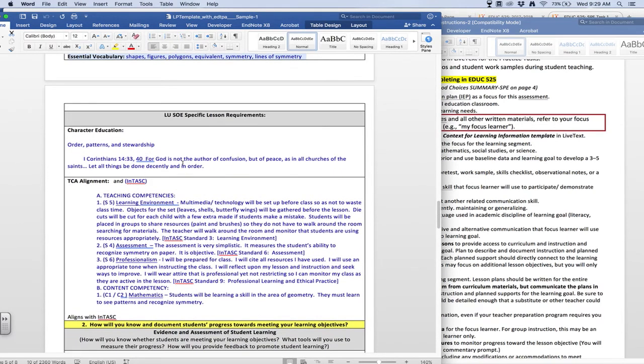Character education, we're here at Liberty, unabashedly evangelical, so you're adding in a biblical reference for it, and you can see what this example looks like. Keep it simple, my friends. No reason to go complicated.